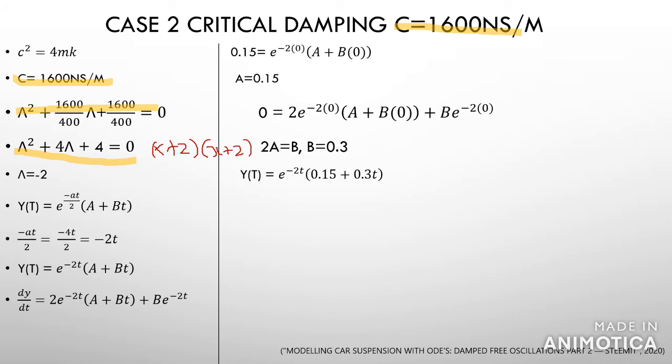So therefore my lambda becomes negative 2, and y(t), since it has only one root, I use this equation to find what my solution equation is. So I find, once again, negative 18 over 2, which gives this. So y(t) equals e to the negative 2t times (a plus bt), and dy/dt is equal to this equation.